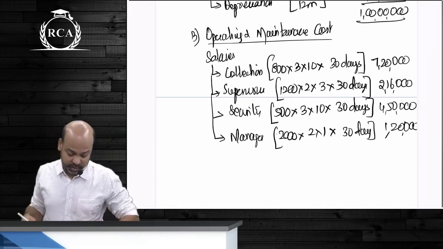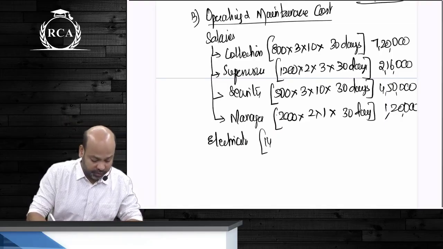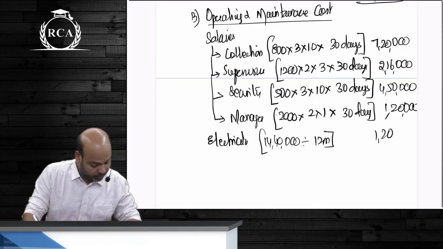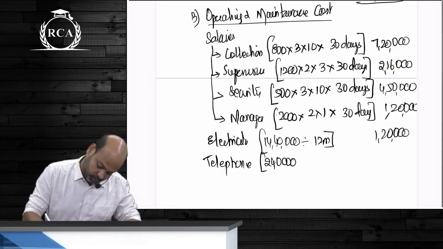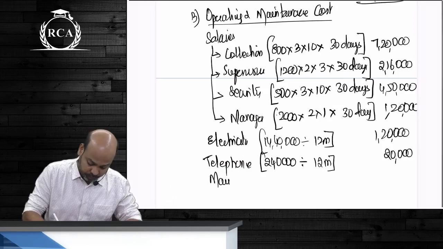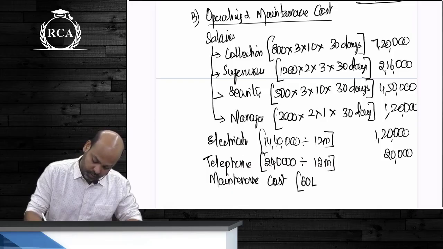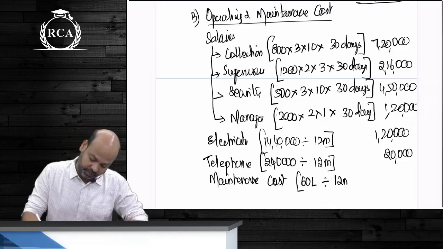Add all the other expenses. Electricity, this is the entire annual cost, remember, beta. 14,40,000 divided by 12, 1,20,000. Telephone. Maintenance. 60 lakhs, beta, divided by 12 months, 5 lakhs.